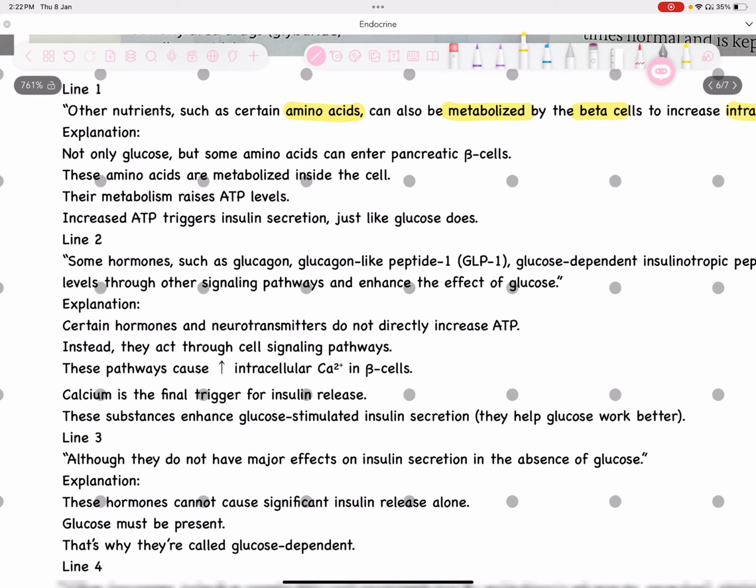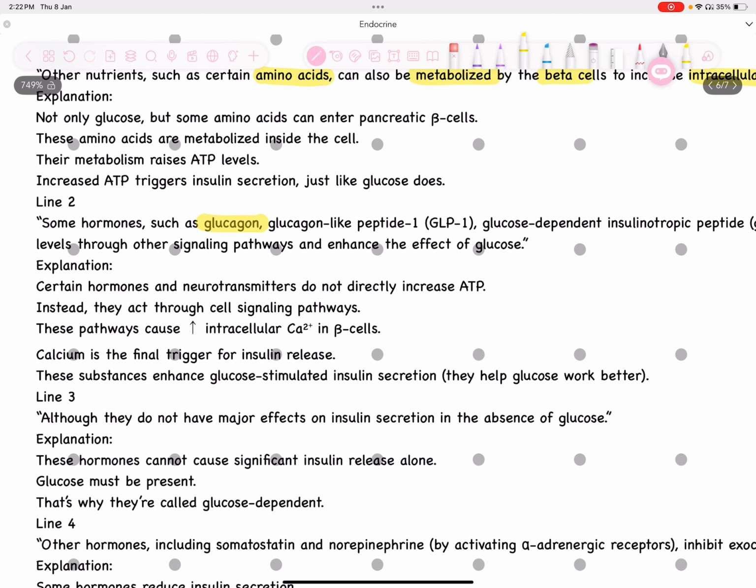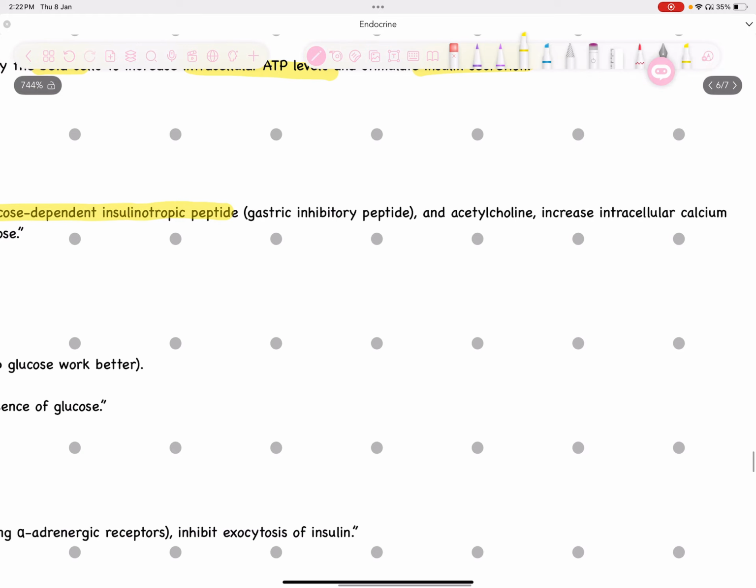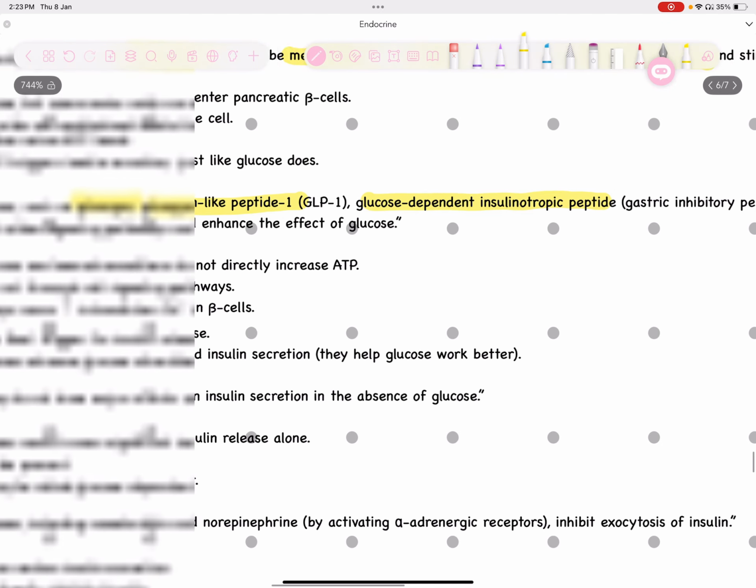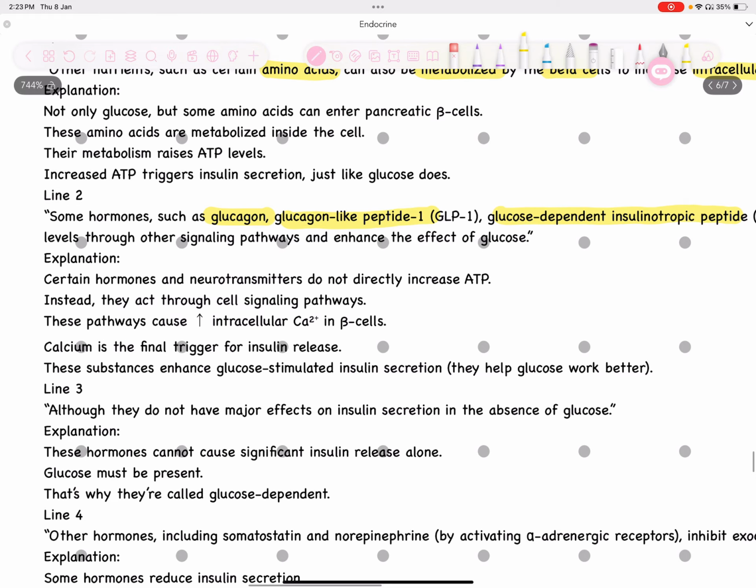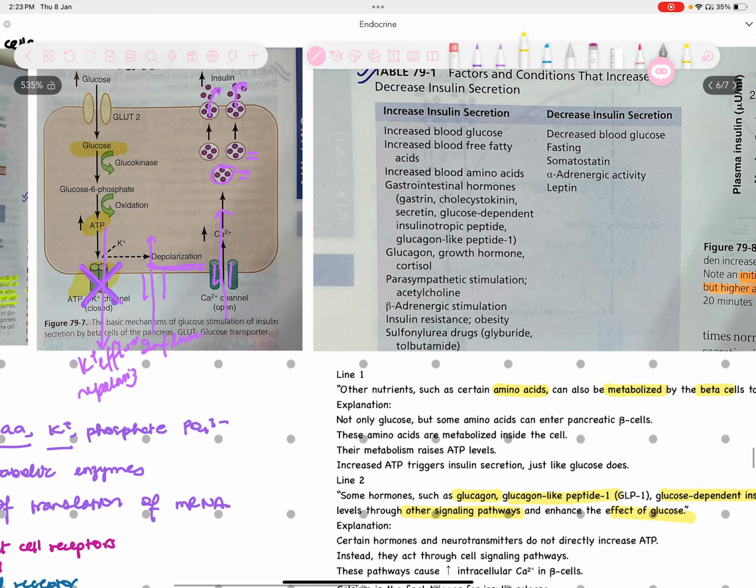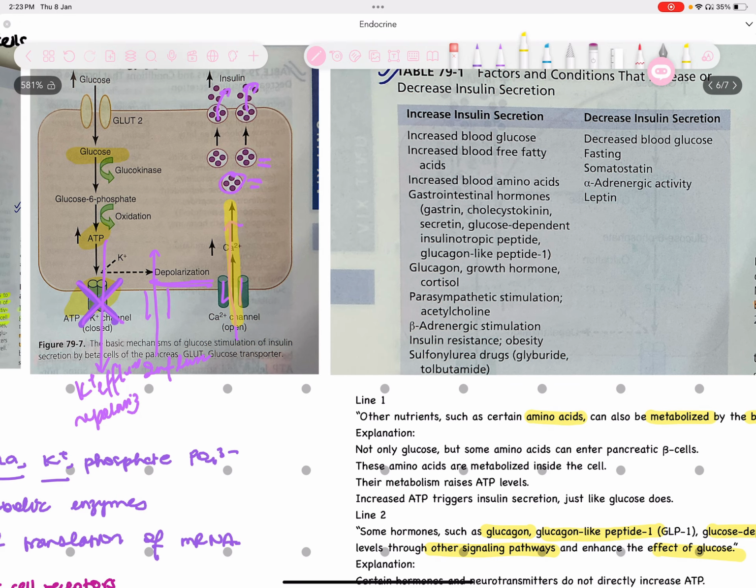The second line of this book said some hormones such as glucagon like peptide 1, glucose dependent insulinotropic peptide, and acetylcholine also increase intracellular calcium levels through other signaling pathways and enhance the effect of glucose. So they're saying that there are these substances, including acetylcholine, that increase intracellular calcium level. Ultimately that's one thing we need. We need increased calcium levels so that they can cause the fusion of these docked intracellular vesicles that contain the insulin.